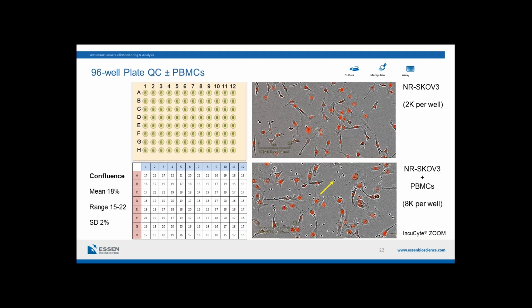We then added the PBMCs. We required 8,000 cells per well for this experiment, and the yellow arrow highlights one of these, this very small, round, bright, high-contrast cell, contrasting obviously with the larger red nucleated SKOV3 cells. So the continuous live cell analysis was used basically to QC this plate before and after the addition of the effector cells.